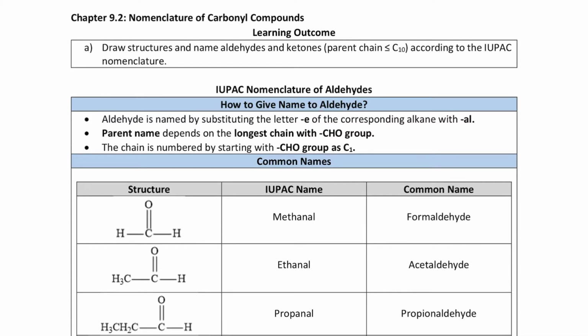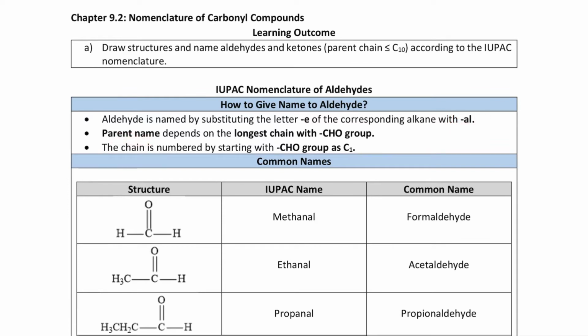Okay, so IUPAC nomenclature of aldehyde. So how to give name to aldehyde. Okay, so dia punya rule dia tak panjang sangat dah sebab kita dah tahu banyak dah basic dia. So we just need to add a few new things lah. Okay, for example, aldehyde is named by substituting the letter E of the corresponding alkane with al. Okay, so kiranya macam methane, kita tukar jadi methanal. So E dekat belakang tu tukar jadi al.